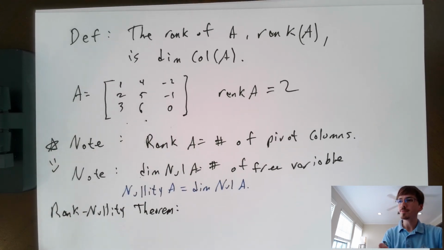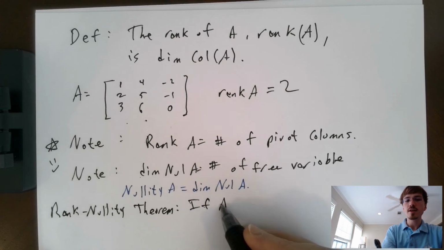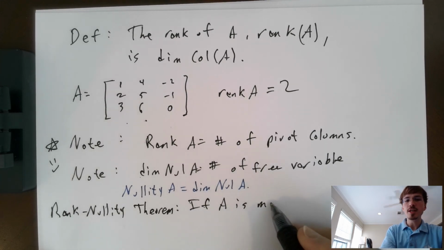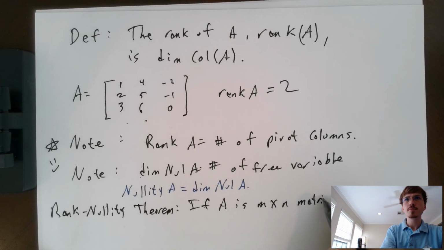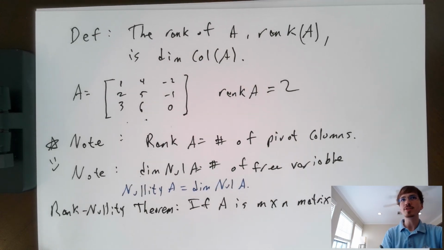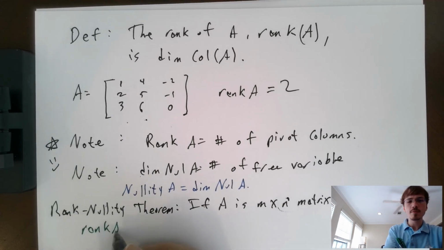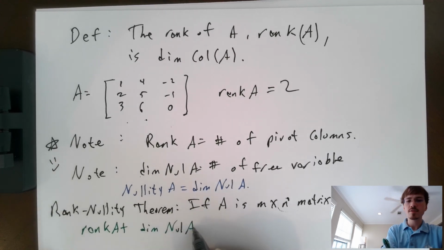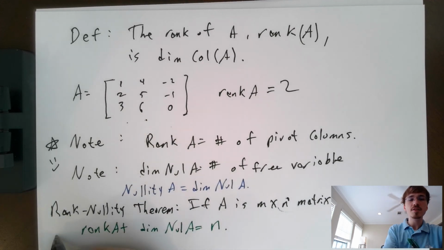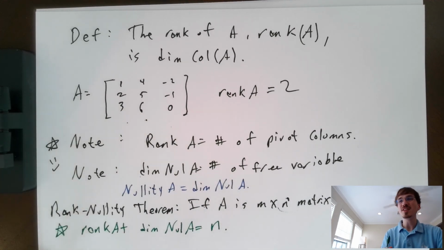The Rank-Nullity theorem says that if A is an m by n matrix, how many columns do we have therefore? We have n columns, yeah? Then we must have that the rank of A plus the dimension of the null space of A, or the nullity of A, is equal to n. And again, this needs a star because it's super, super nice. And you'll see lots of nice homework examples showing why this is such a powerful theorem.